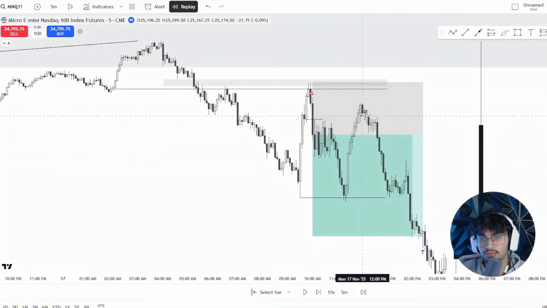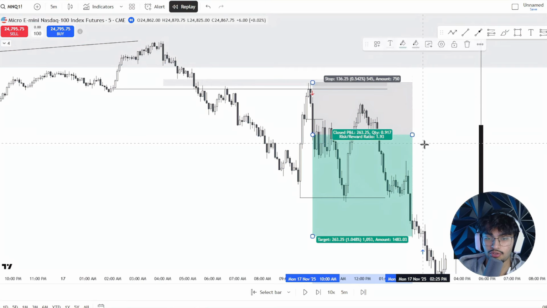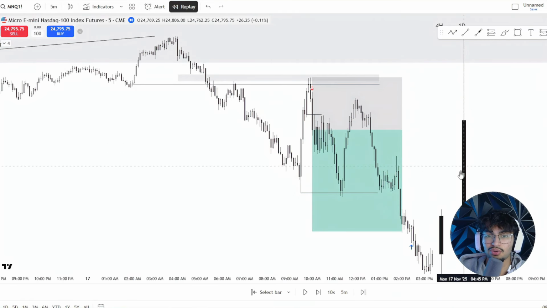But if you held it, that you got your two, you're up 2R on the week. That's what I'm trying to say, right? So me personally, I'd rather just let price set and forget and just let my edge play out. And this is a great example of it playing out, even though it's not that clean.